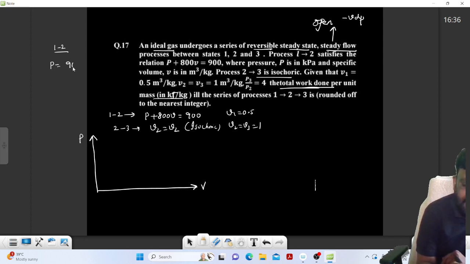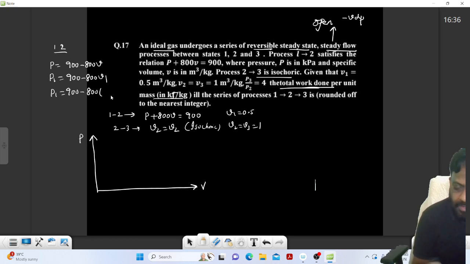Can we write P as 900 minus 800V? Look, the power of P and of V is 1, which means it is linear. Let me calculate P1. P1 is 900 minus 800 V1. V1 is given as 0.5. 800 into 0.5 is 400, and 900 minus 400 is 500. So the initial pressure is 500 kilopascal and the initial volume is 0.5. So the initial point is known.